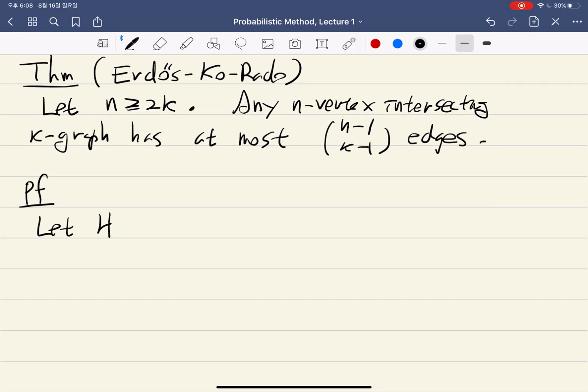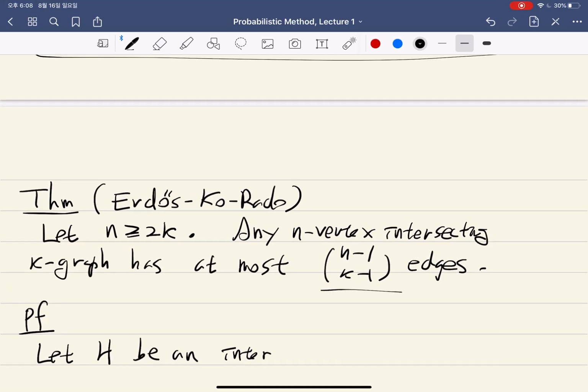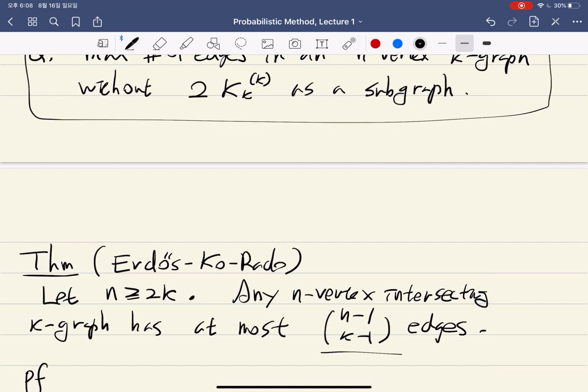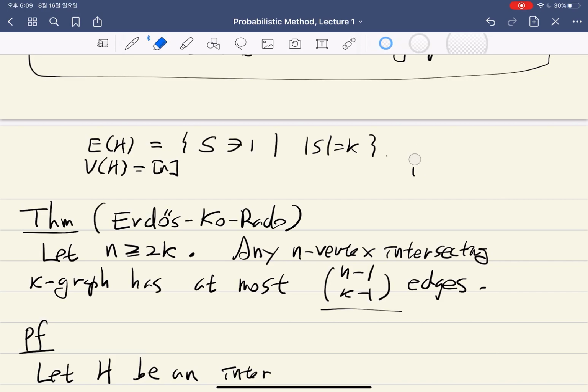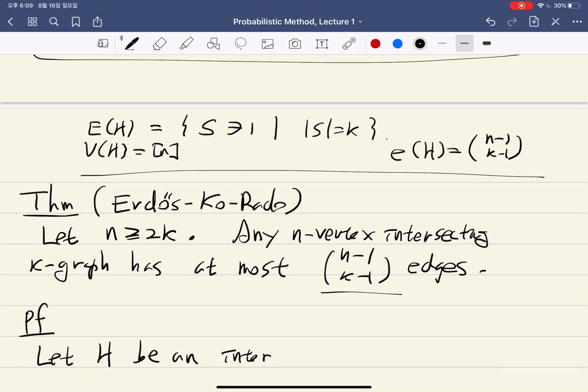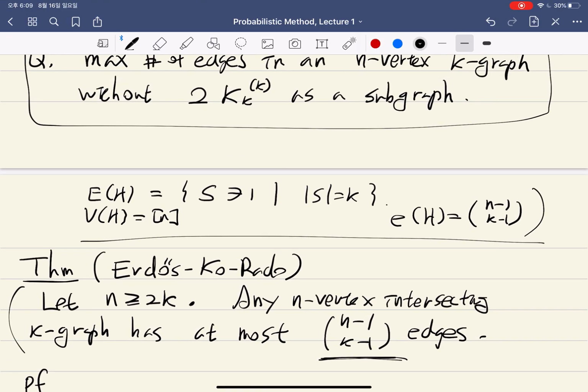This number is also a natural guess, because if you consider a hypergraph whose vertices are the numbers between 1 and n, and you take all the sets of size k which contain the first element, then this is intersecting, because any two edges share at least one vertex, which is 1. The number of edges in this hypergraph is n-1 choose k-1. So this is a natural guess, and this theorem together with this example shows that this is exactly the maximum we were looking for.